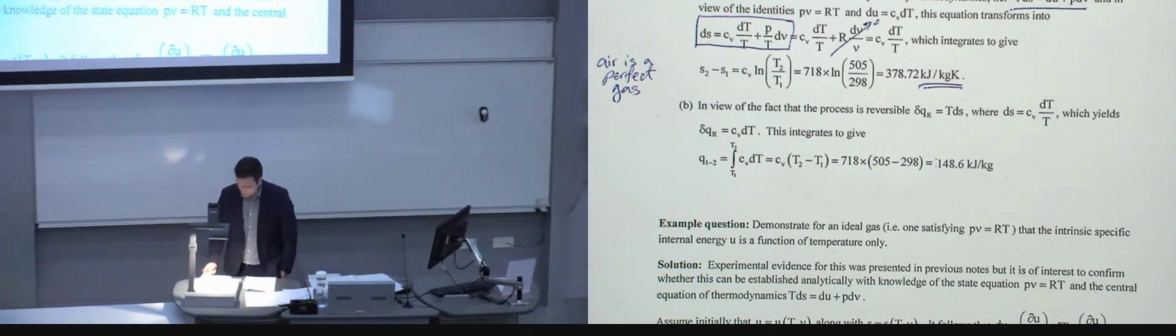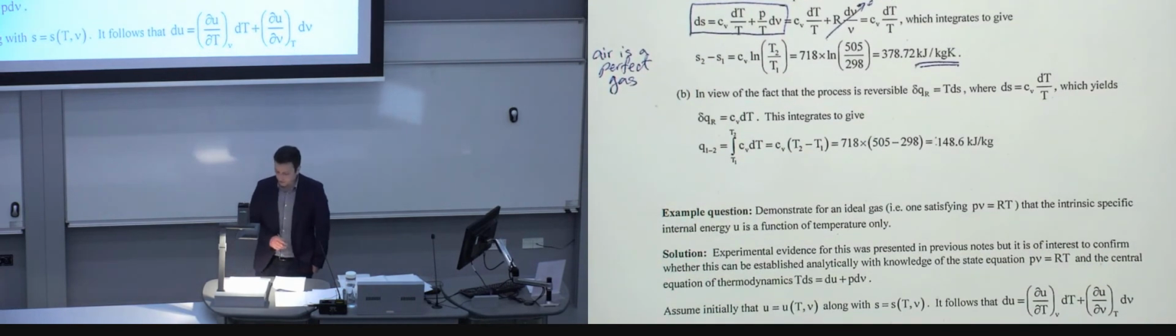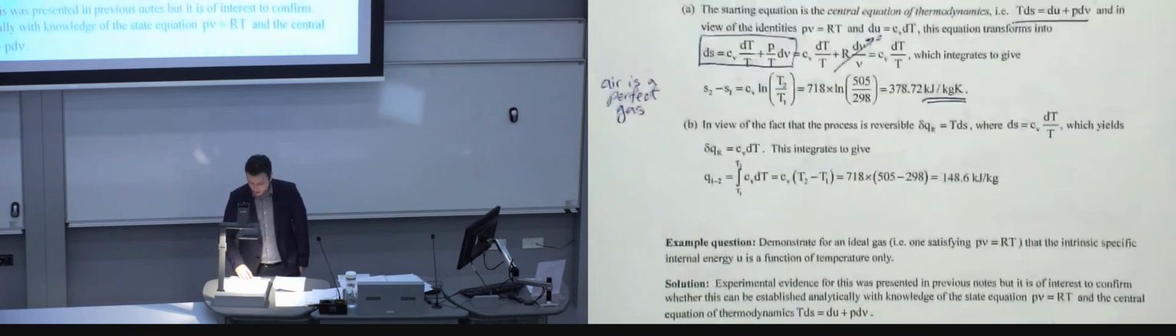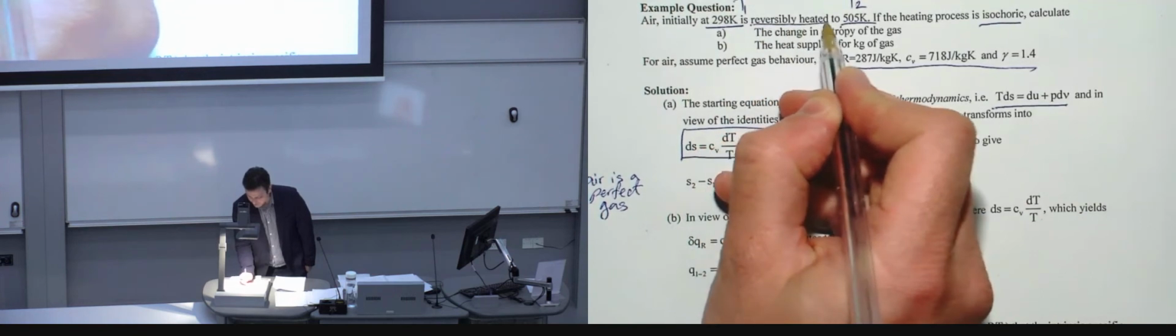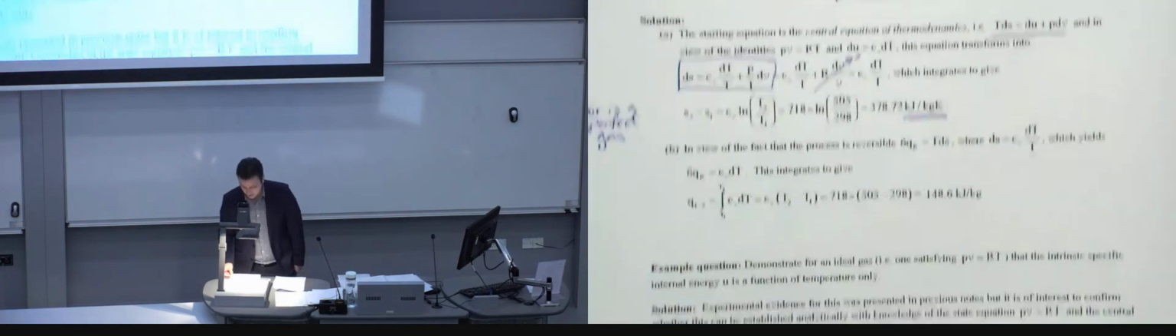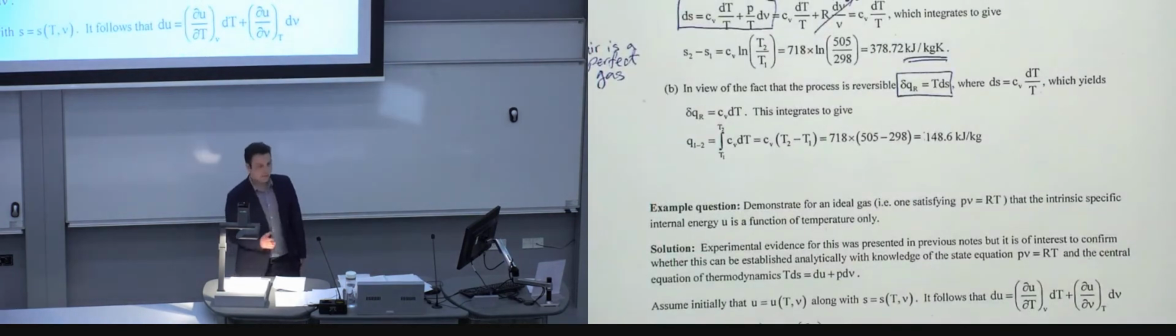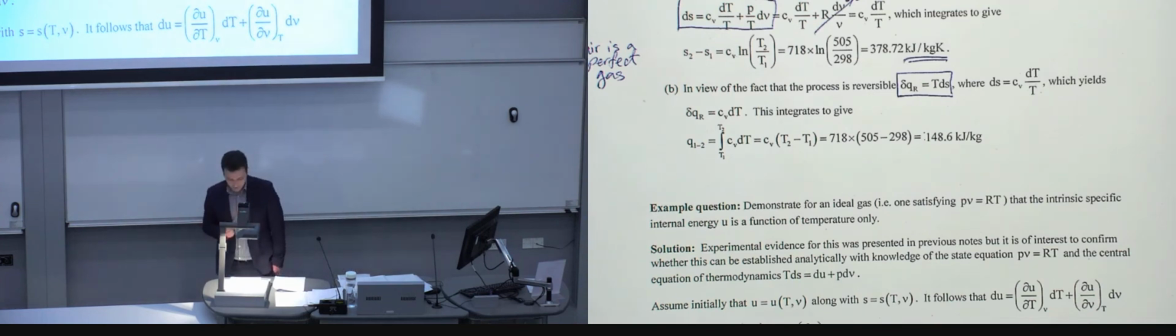Part B is about the amounts of heat involved in this question. So we want to find out what is the amount of heat supplied to this gas. Because the question says that the process is reversibly heated, and the term reversible implies that you can use this relationship in order to link entropy to Q. If this wasn't reversible, you couldn't use this relationship, for the reasons that I mentioned in detail in the last lecture.